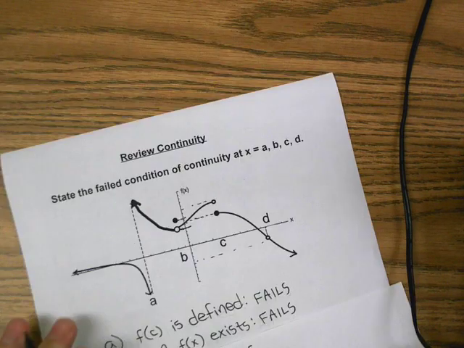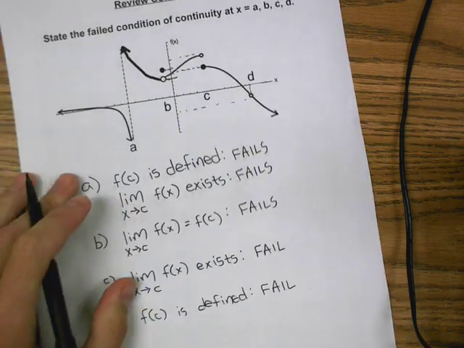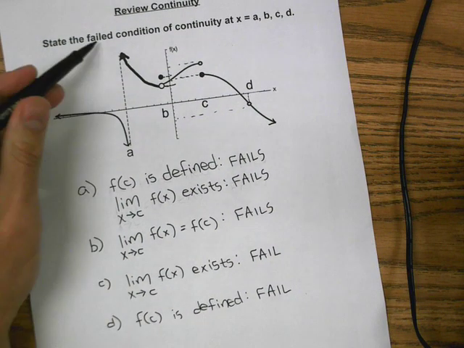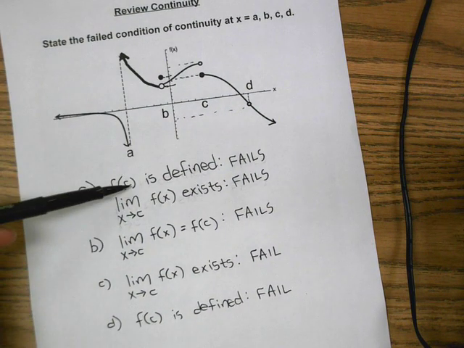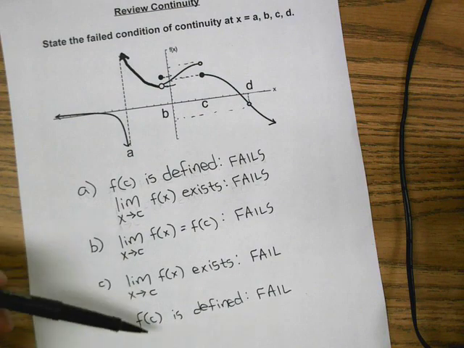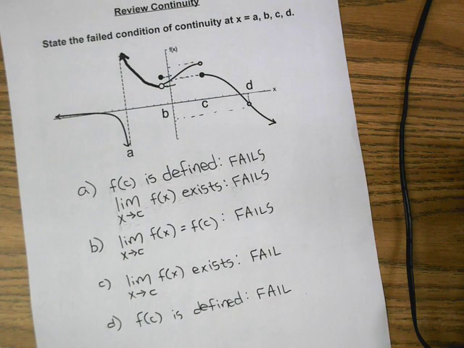Again, all we did here, taking a step back, is this: it says state the failed condition of continuity. We went through and we listed the conditions that failed at each spot.